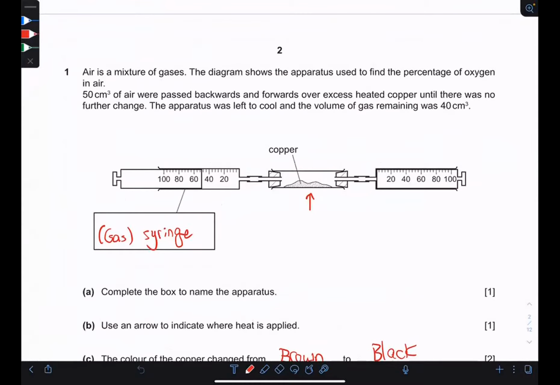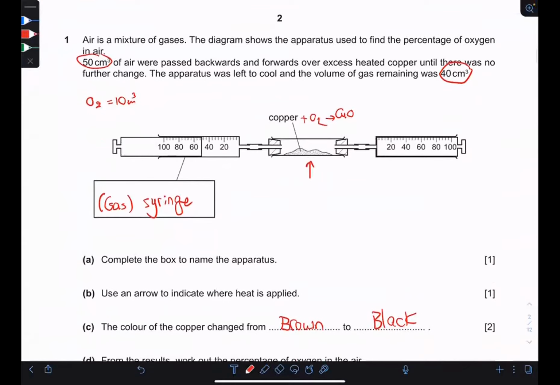He started with 50 centimeter cubed of air, and he started heating and moving the air backward and forward over the copper so that oxygen may react with copper and form copper oxide. And then he will measure the final volume of the air, which he discovered is 40. That means the oxygen was 10 centimeter cubed, 50 minus 40.